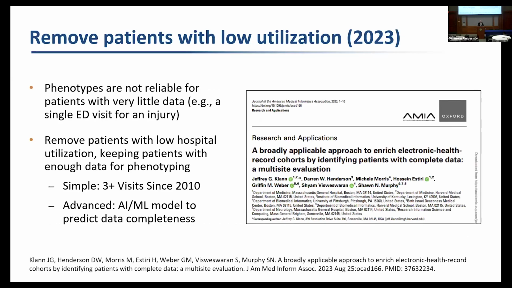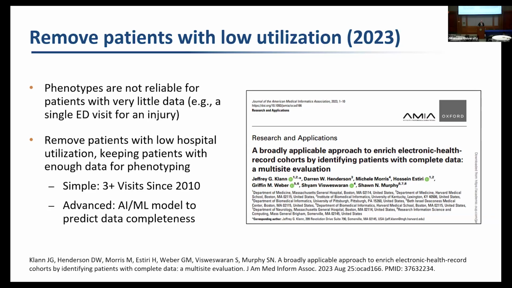Another aspect of this is removing patients with low utilization. When a patient has only been at your hospital once, there just isn't enough information to create a reliable phenotype. You don't know if they're at your hospital that one time to get tested for the disease, or if they were there for a consult or what. So in order to really do this, you need a certain amount of data in the chart to be able to build a model. There's simple and complex ways of doing this.